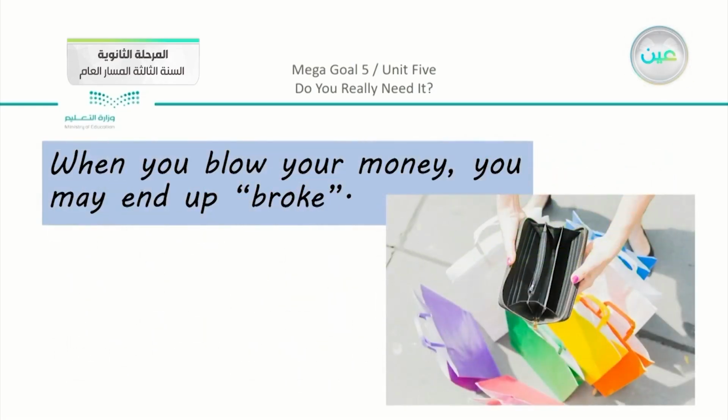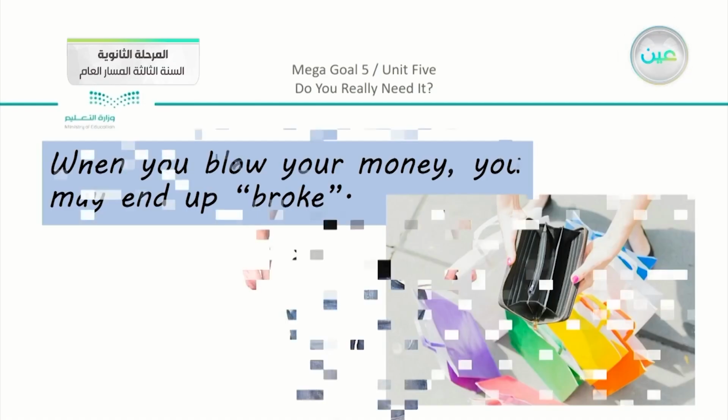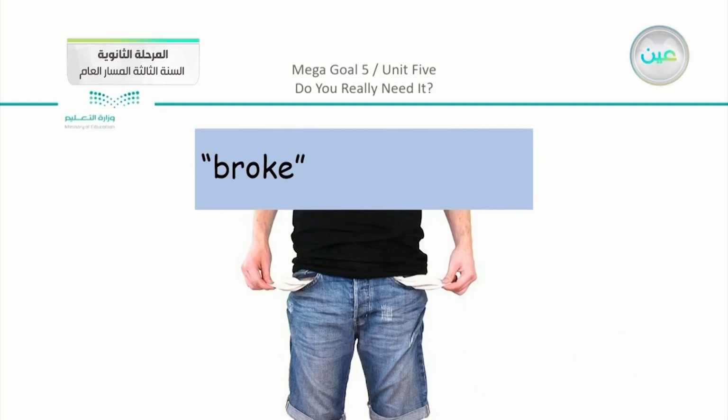And when you blow your money, you may end up broke. So the result of spending a lot of money is, at the very end, like the picture that you can see here, ending up broke. You can see this man here is out of money. So broke here is just a phrase used to show that someone doesn't have money.